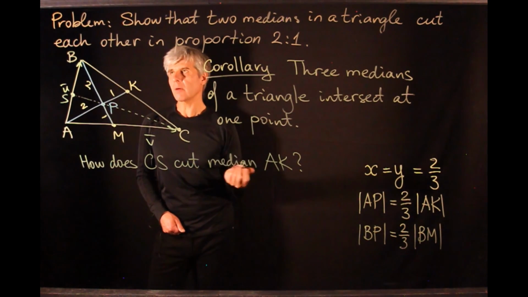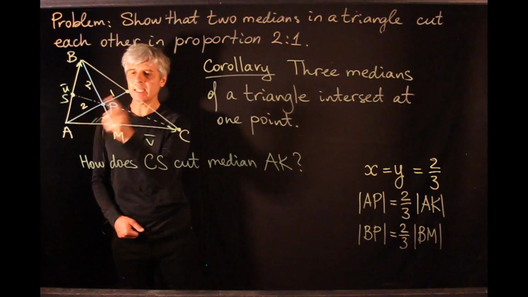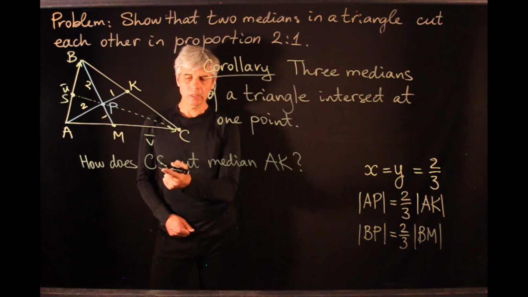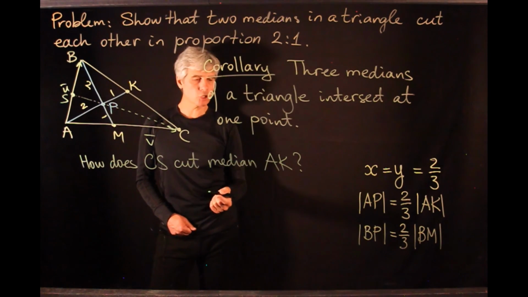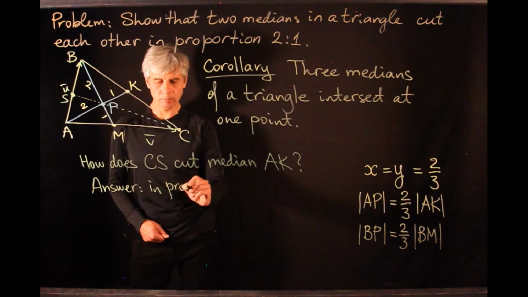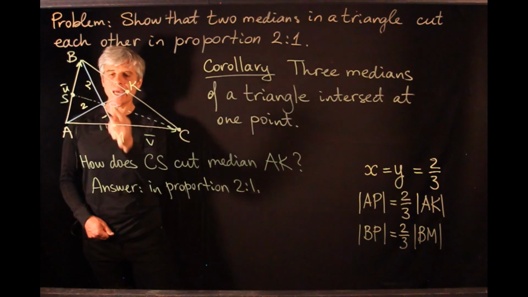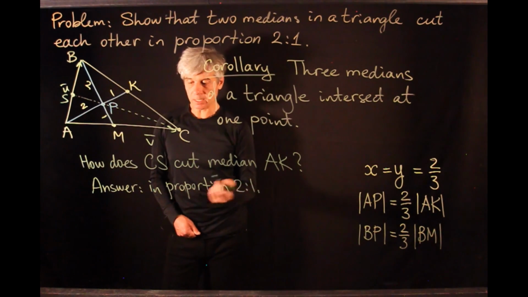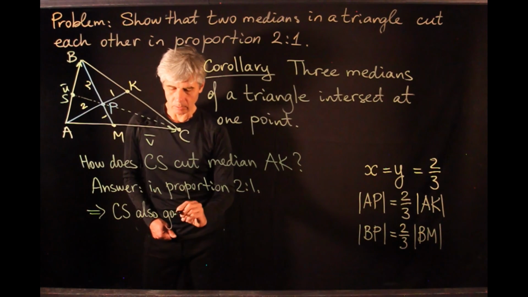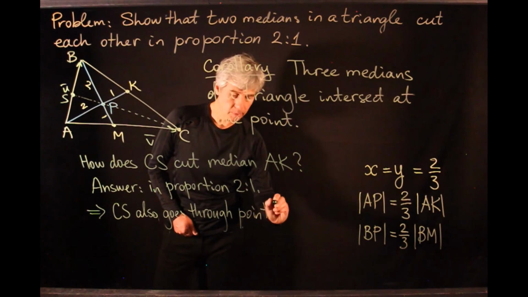And so now we apply our problem, but not to medians AK and BM, but to the pair of medians AK and CS. And so what we get is that CS will cut the median AK in proportion 2:1, right? So the answer is in proportion 2:1, the same proportion as the median BM cuts AK. And then this tells us that CS also goes through the point P.